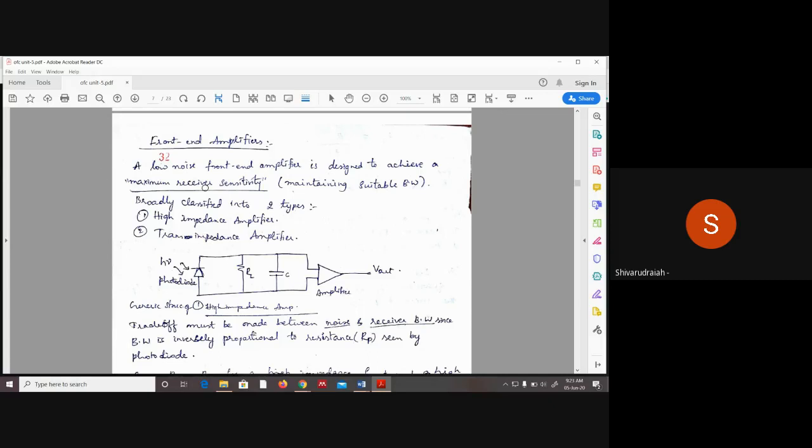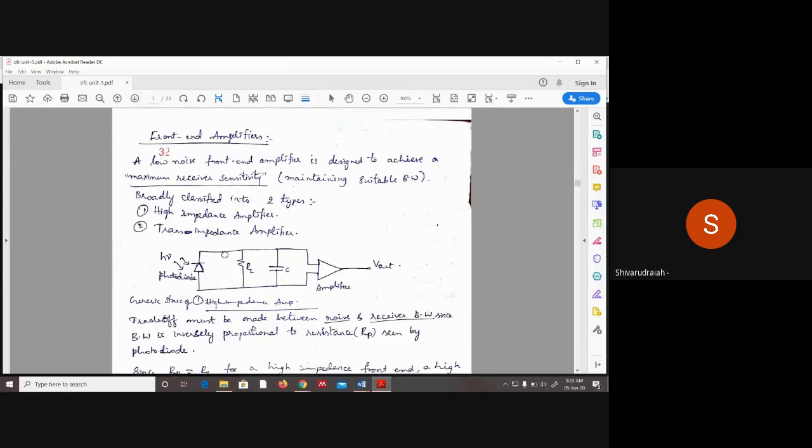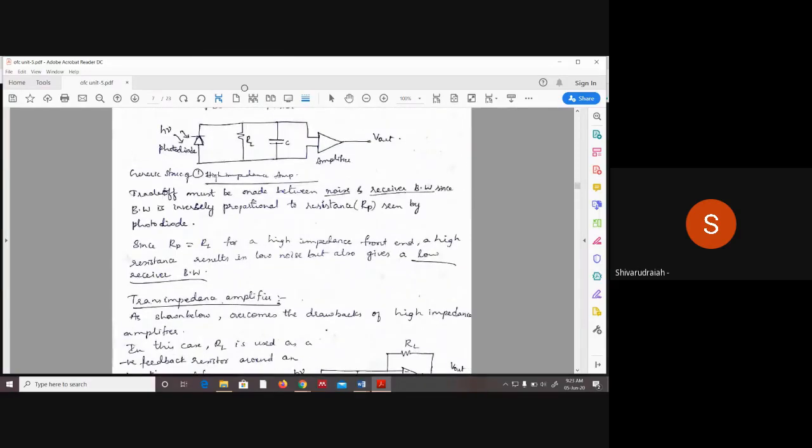Once the maximum receiver sensitivity is achieved, we are maintaining a suitable bandwidth. By maintaining a suitable bandwidth, we can achieve this maximum receiver sensitivity. The two types of front-end amplifiers are high impedance and trans-impedance amplifiers. You can see the construction. They are simple in construction, where the photodetector or photodiode is in parallel with your load resistance and capacitance.